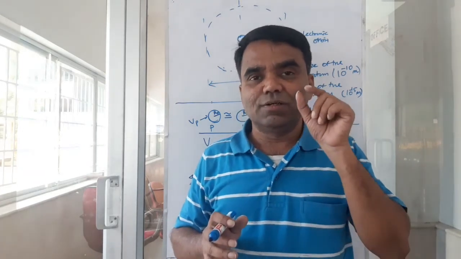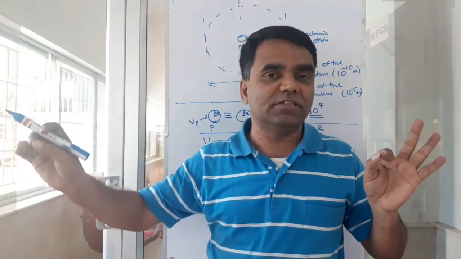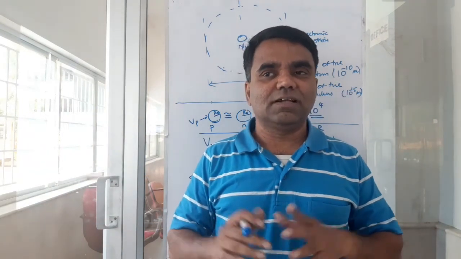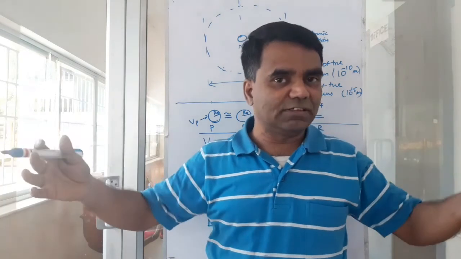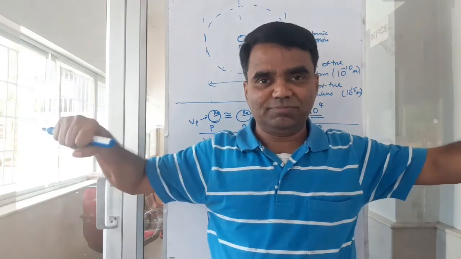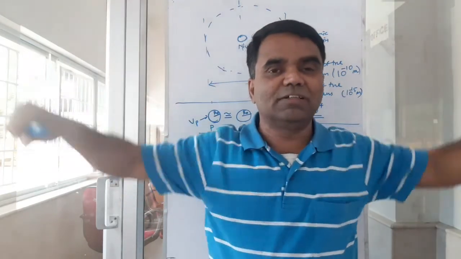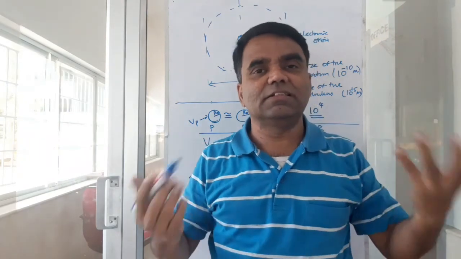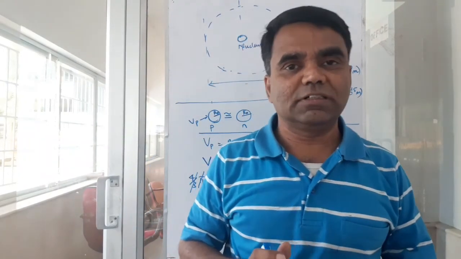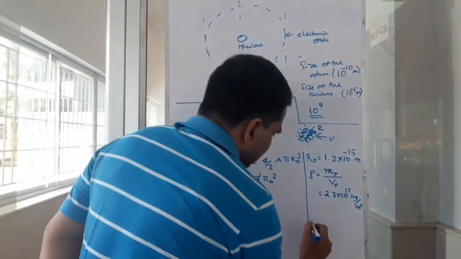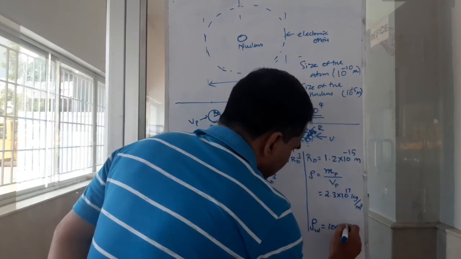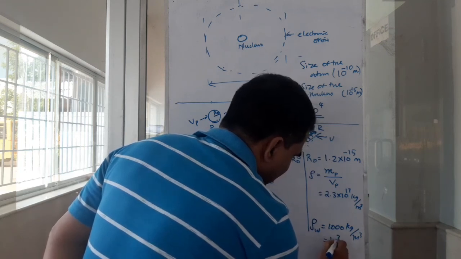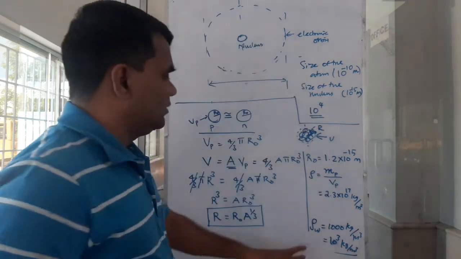All the nuclei will have almost the same density, but not all materials have the same density. The material density will be different because the nuclei are distributed over a bigger volume. Same mass, but a bigger volume, so the density is going to be less. For example, the density of water is 1000 kilogram per meter cube. That's simply 10 power 3 kilogram per meter cube.